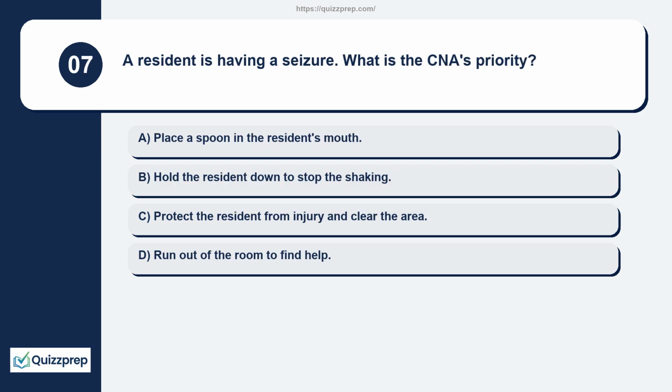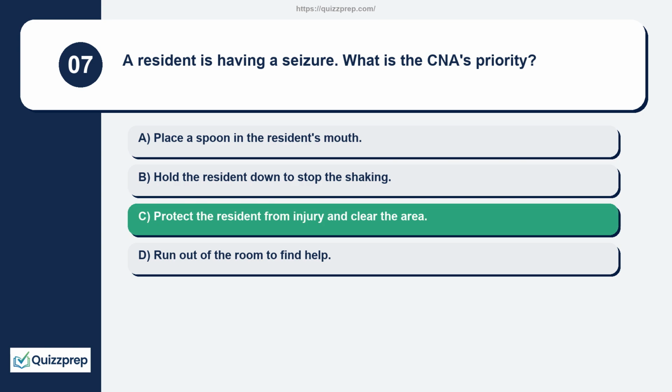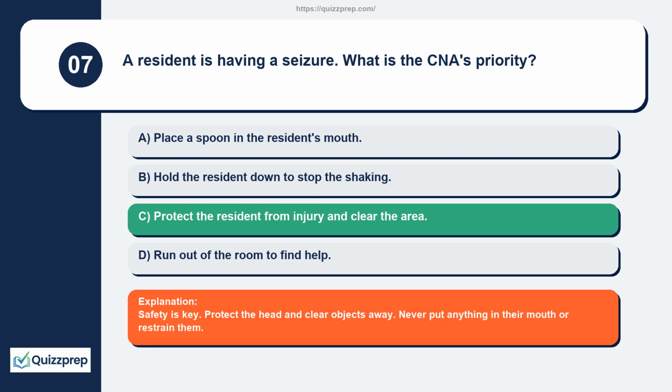Question 7. A resident is having a seizure. What is the CNA's priority? Place a spoon in the resident's mouth. Hold the resident down to stop the shaking. Protect the resident from injury and clear the area. Run out of the room to find help. Safety is key. Protect the head and clear objects away. Never put anything in their mouth or restrain them.